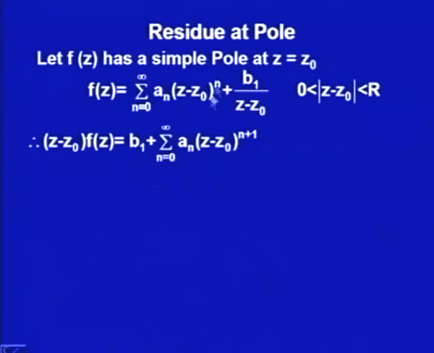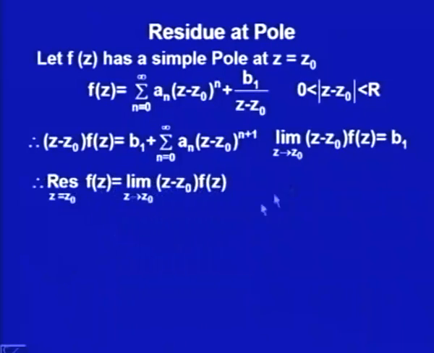So, we have got one simple method to find the residue if the function has a simple pole at z naught. That says the residue at z is equal to z naught, when z naught is a simple pole of f, is the limit as z approaches z naught of z minus z naught into f z. It gives a very simple method to calculate the residue at a simple pole. Now, if it is a simple pole, we can have one more result.